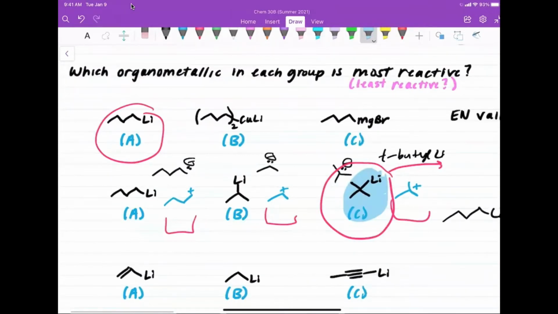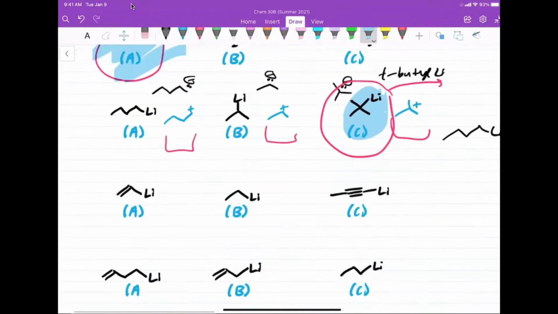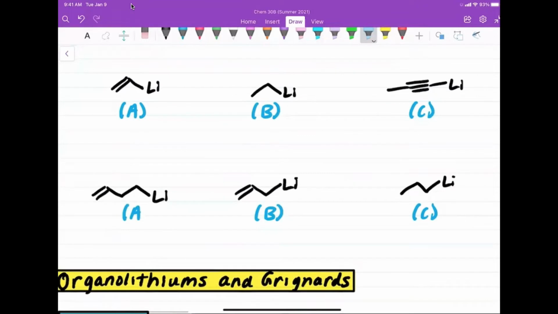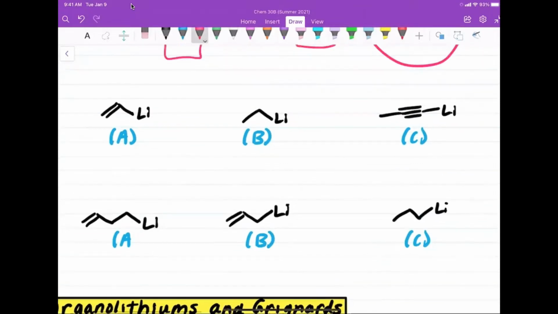Okay, so what are we looking at? Most reactive. Okay, so A was the most reactive here. C is the most reactive here. Let's take a look at A, B, and C. What do we think for these? Which one is the most reactive, which means which anion is the least stabilized by some effect? So which of these is the most reactive?